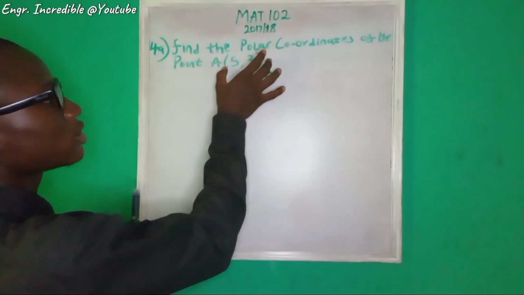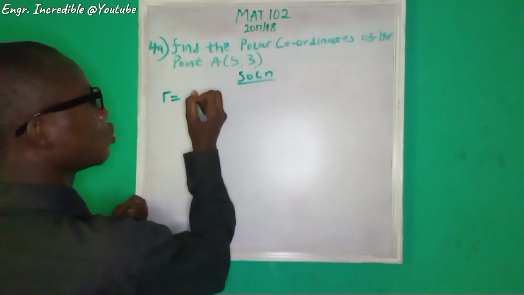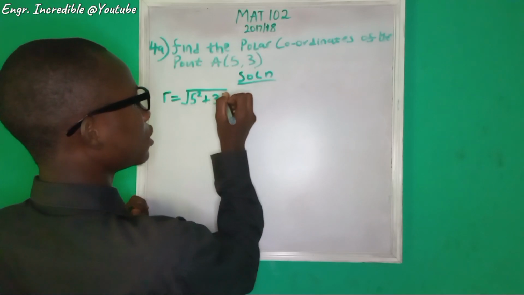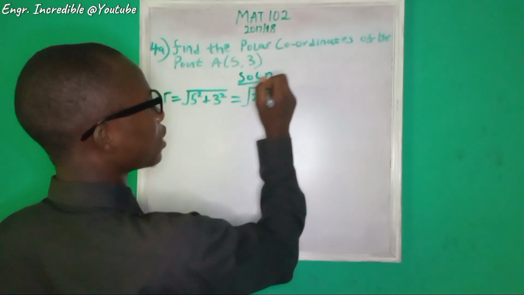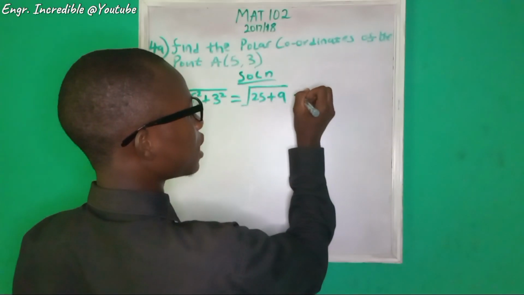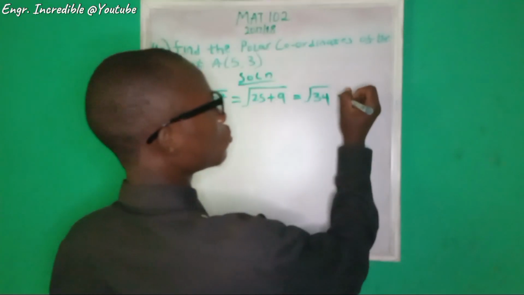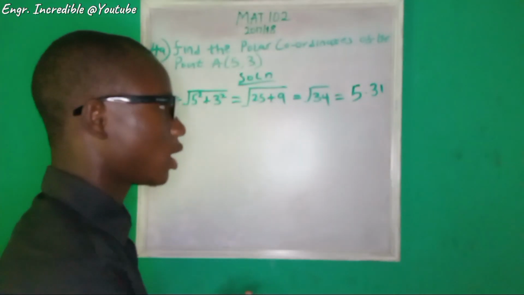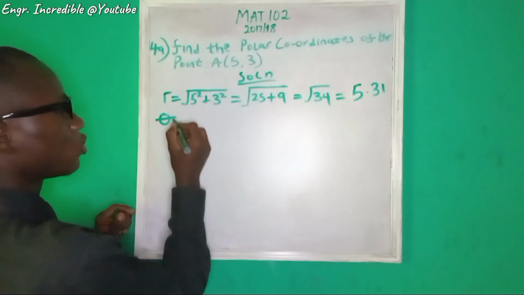So now I'm going to be finding the resultant of these two values here. So that is the resultant r is equal to the square root of 5 squared plus 3 squared. That is equal to the square root of 25 plus 9, that is equal to the square root of 34. The square root of 34 is about 5.31, something around this value. So now I've gotten our resultant.